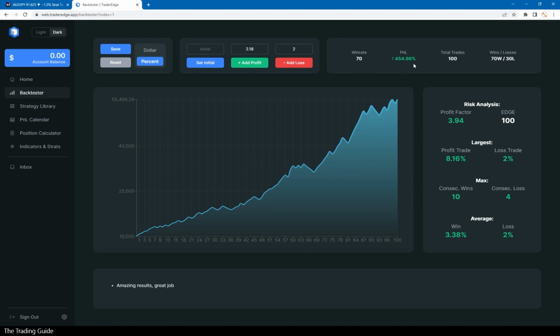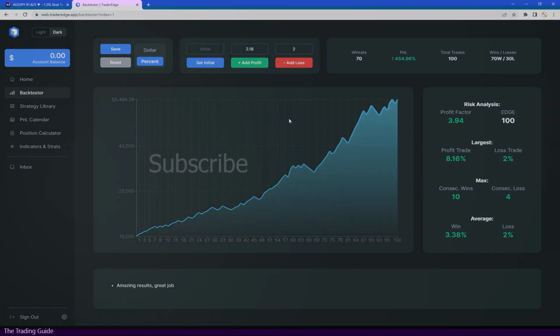And this was trade 100 and we earned about 455%. So we started with a balance of 10k and after 100 trades the balance is about 55k. Of course there's no guarantee that this always works, it is just a backtest on historical data.